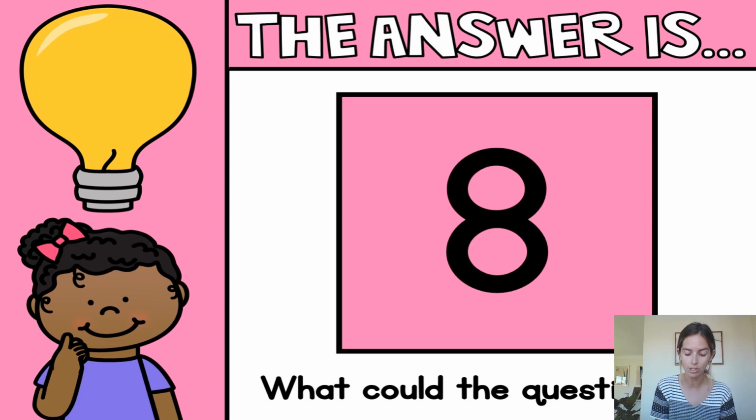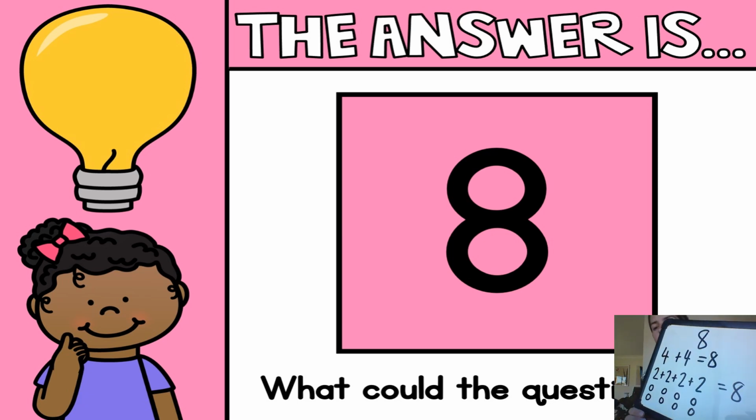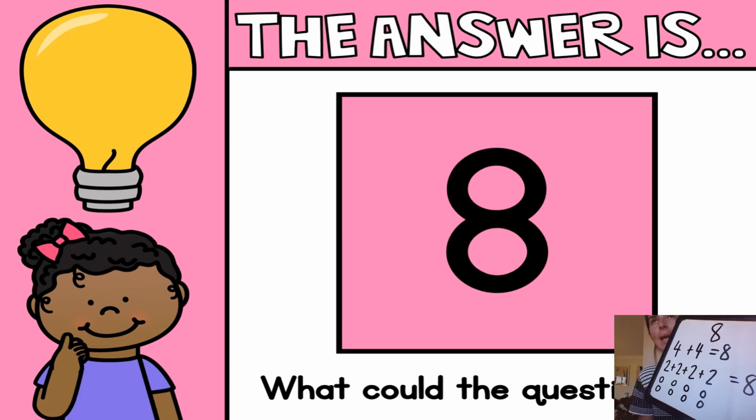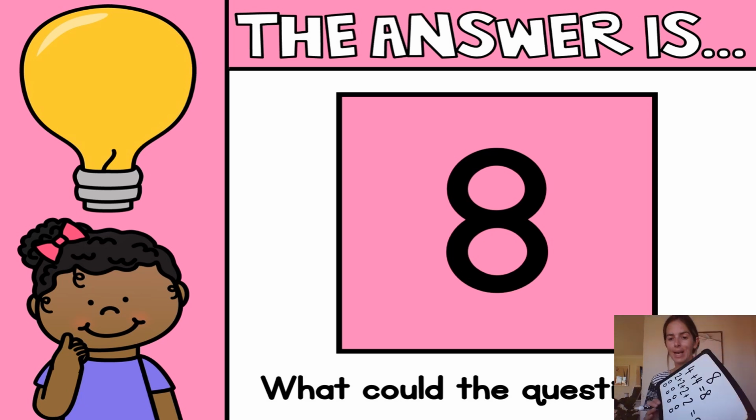And I'm even just going to draw a picture for you down the bottom to show you what that could look like. So I've got 2 plus 2 plus 2 plus 2. 1, 2, 3, 4. There's 2 groups. 5, 6. There's my 3rd group and my 4th group. 7, 8. And all together is 8. So 4 groups of 2 equals 8. Well done. I can't wait to see what you came up with today.